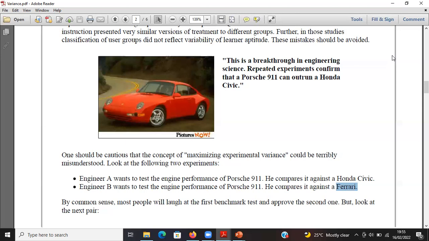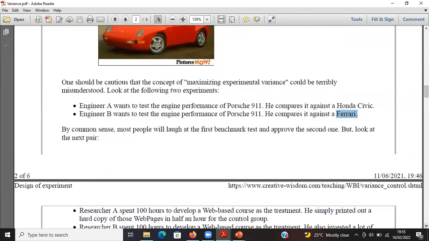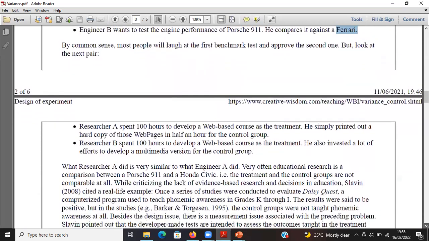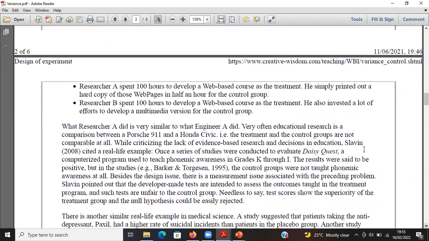So basically what we are saying is, I think here somebody says it best. Very often educational research is a comparison between approaches. Here they talked about a series of studies conducted to evaluate Daisy Quest, a computerized program used to teach phonemic awareness in grades K through 1.